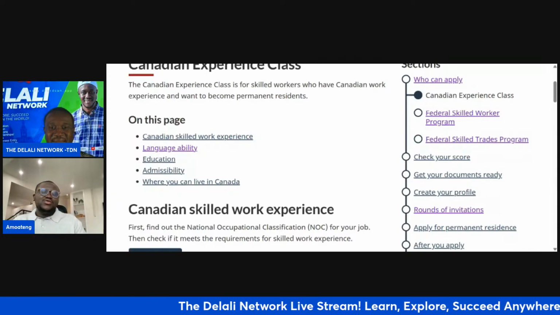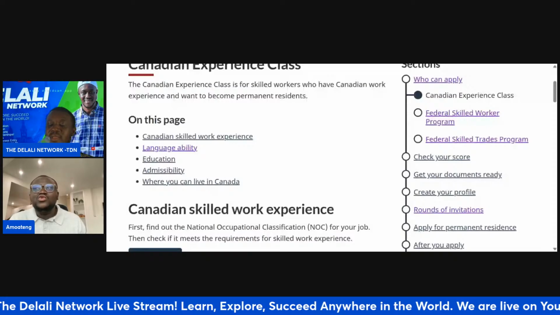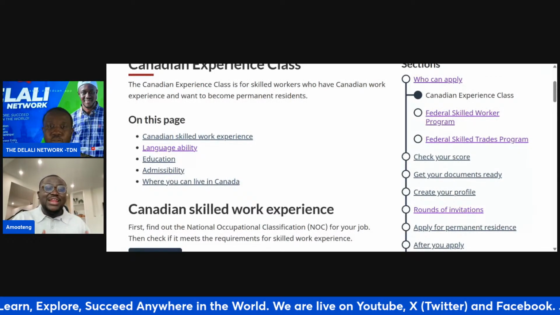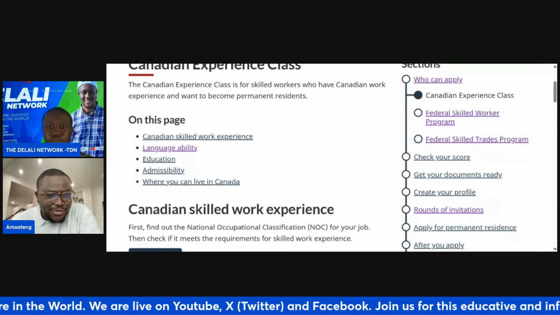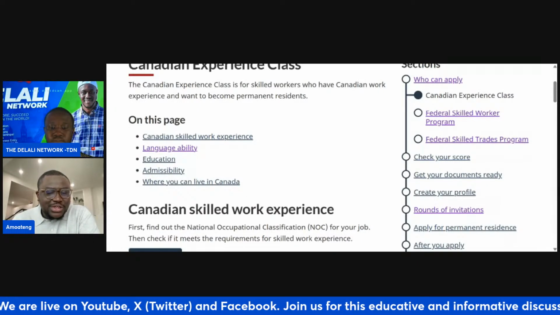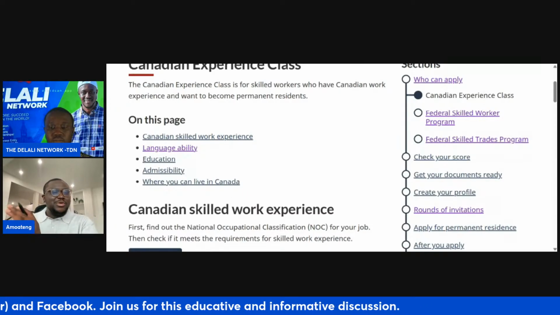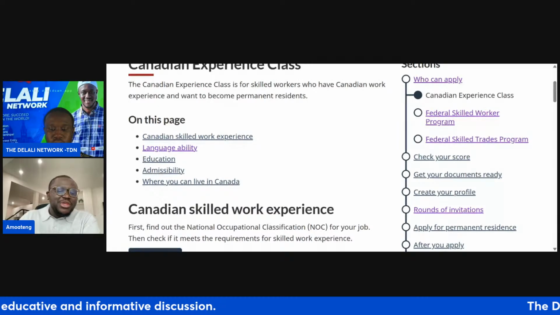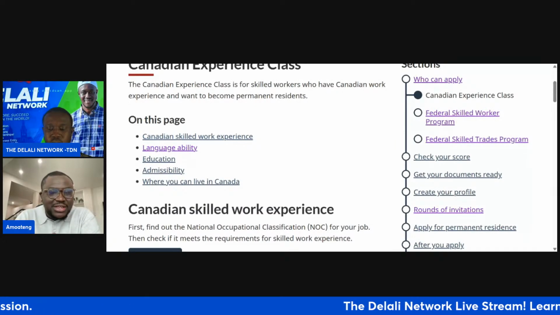Okay, so it's a two-way thing. One part is you being eligible, and one part is you being competitive, right? Because like we explained last week, it is a pool. Pool means a lot of people are inside the pool. You are not the only person. And when they are inviting people, they give them an ITA. So ITA is invitation to apply.